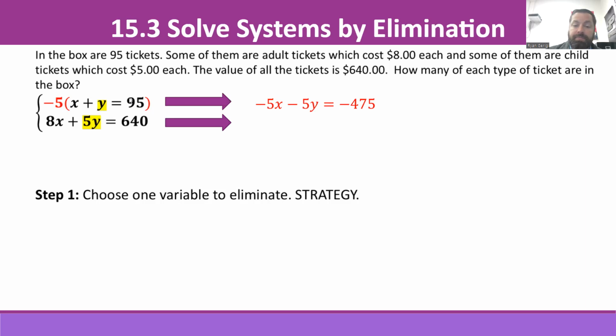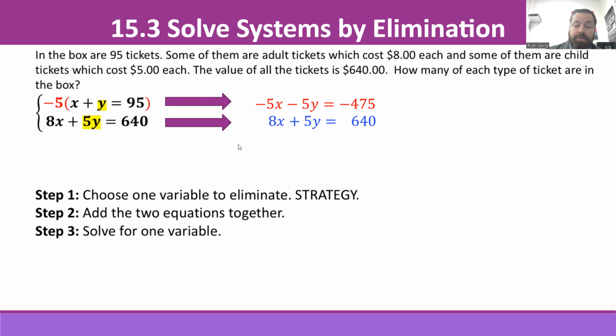Is it okay to do that? Yeah, as long as you multiply both sides of the equation by the same number, you can do that to any equation. The bottom equation didn't change, so it's going to stay the same. Now, I'm going to add the two equations together and watch what happens. Okay, this is going to give one variable here. So -5x plus 8x gives me 3x. -5y plus 5y, -5 plus 5 is 0. The y's got eliminated. That's where the name elimination comes from.